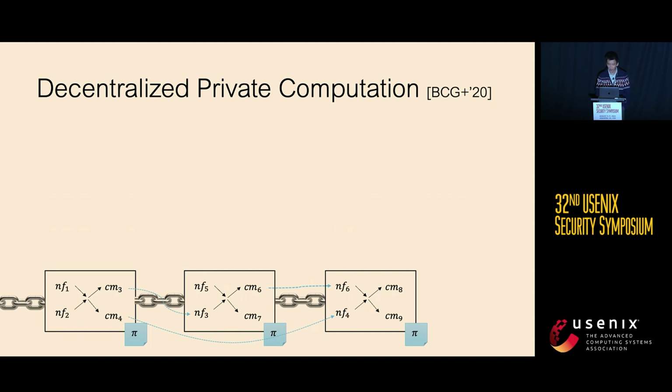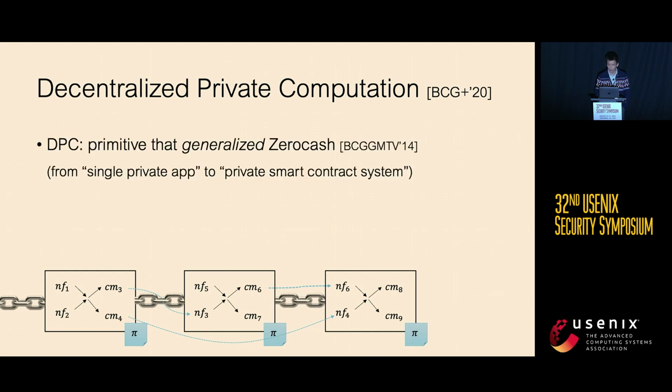So in order to build up towards our problem statement, let's understand a little better how Zexe works. At its core, Zexe is an instantiation of a scheme called Decentralized Private Computation, or DPC for short. DPC is a scheme that generalizes an earlier work called Zerocash, in the sense that if you think of Zerocash as a single private payment application, then DPC is a private smart contract system, where you can support multiple applications instead of just a single one.